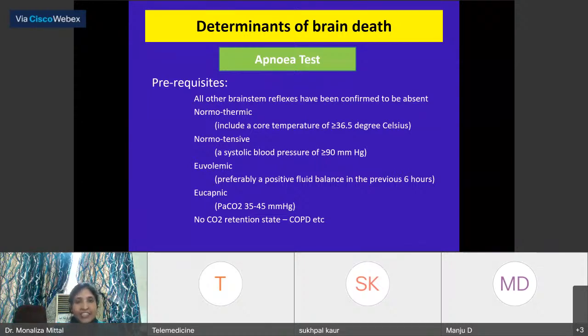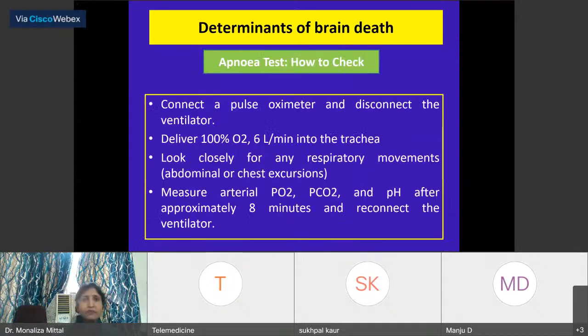Besides that, the person should be normothermic, that is, the core body temperature should not be less than 36.5 degrees Celsius. Should be normotensive, systolic blood pressure should not be less than 90 mm of Hg. Should be euvolemic, preferably with a positive fluid balance in the previous 6 hours. Eucapnic, that is, partial pressure of carbon dioxide should not be less than 40 mm of Hg. No carbon dioxide retention state, as in patients with COPD, should be present.